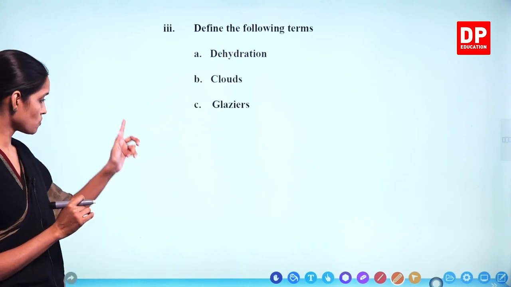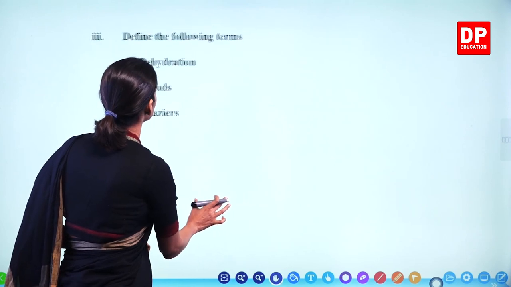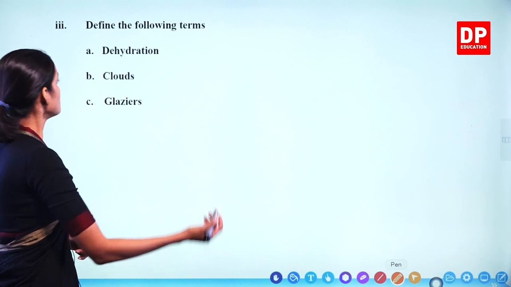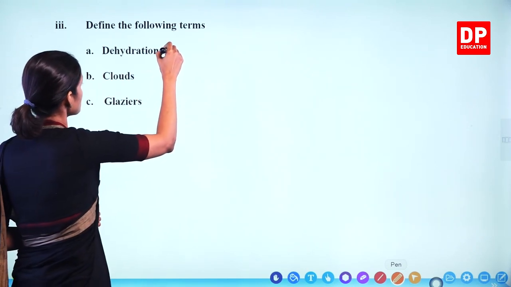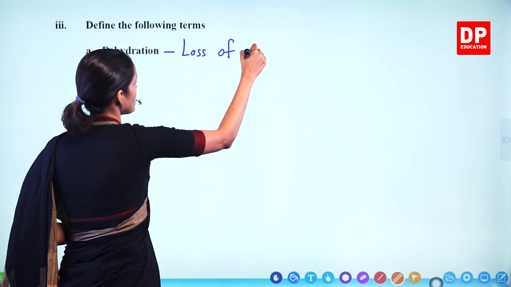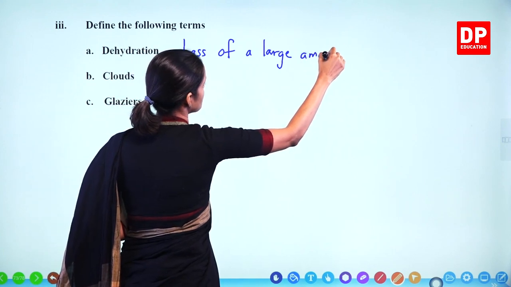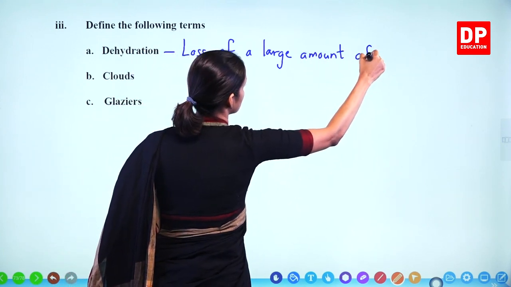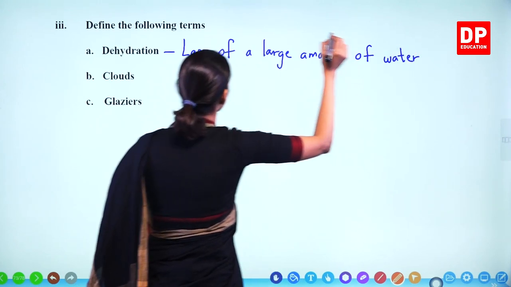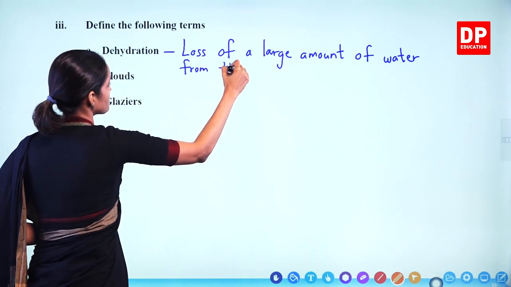Okay, children, so we will write down that one. Right, so what is dehydration? Loss of a large amount of water from the body.